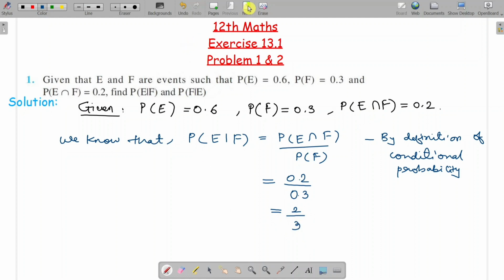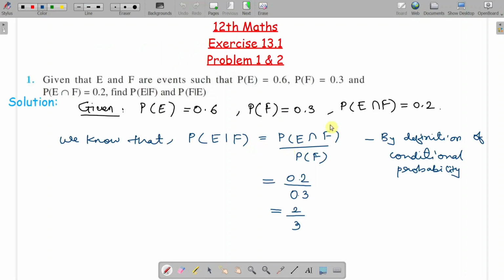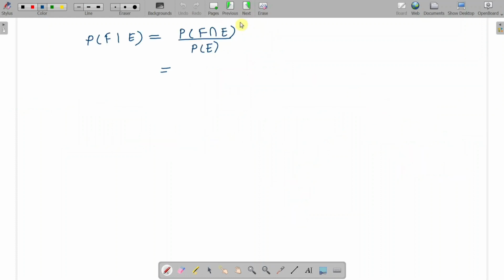Now the second one, let us see how to find the probability of F such that E has occurred. That is equal to probability of F intersection E divided by probability of E. So this is equal to what? Probability of F intersection E or probability of E intersection F, it is the same. So that is 0.2 divided by probability of E, which is 0.6, right? So that is nothing but 2 by 6, which is nothing but 1 by 3. So this is the solution for the first problem.